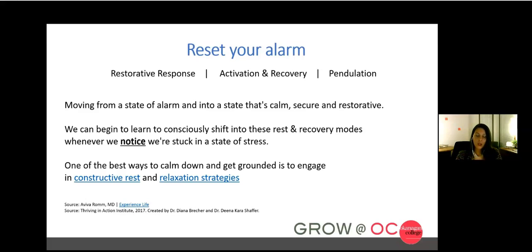So the good news is that we can learn to actually consciously shift into those patterns of rest and relaxation. And one of the best ways to do this is to intentionally engage in constructive rest and relaxation strategies. And we're going to go on to talk about some of those in a moment.